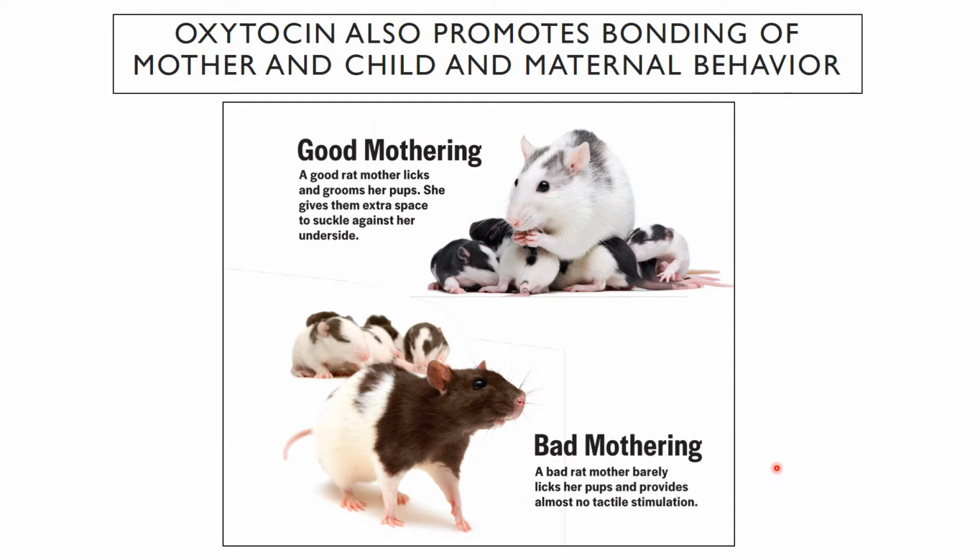There are also bad mothers. A bad mother hardly ever licks and grooms her pups. She hardly ever spends any time with them, so she's not giving them a whole lot of tactile stimulation, and she takes a very long time to retrieve pups that have been pulled away from her. So we can see this variation in rats and mice, and we can measure what is going on in the brain and what factors might be involved. We're going to talk about a bunch of experiments that are giving us a hint of why some mothers act good and why some mothers act bad.